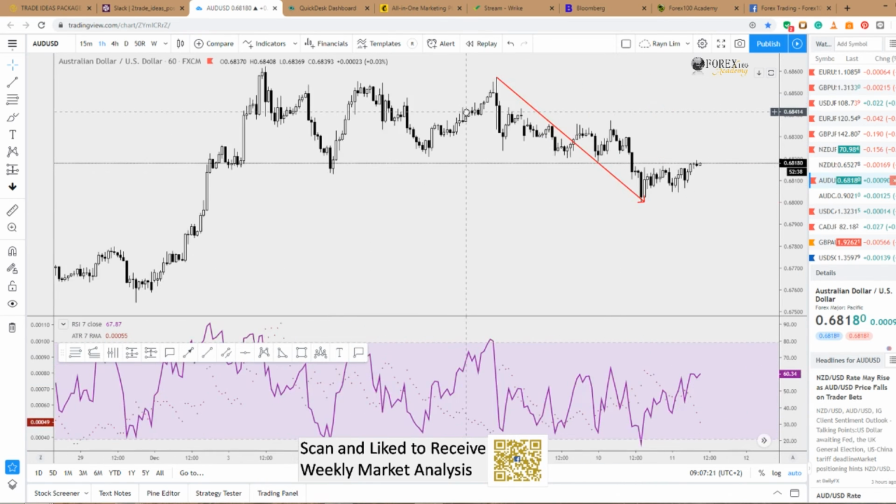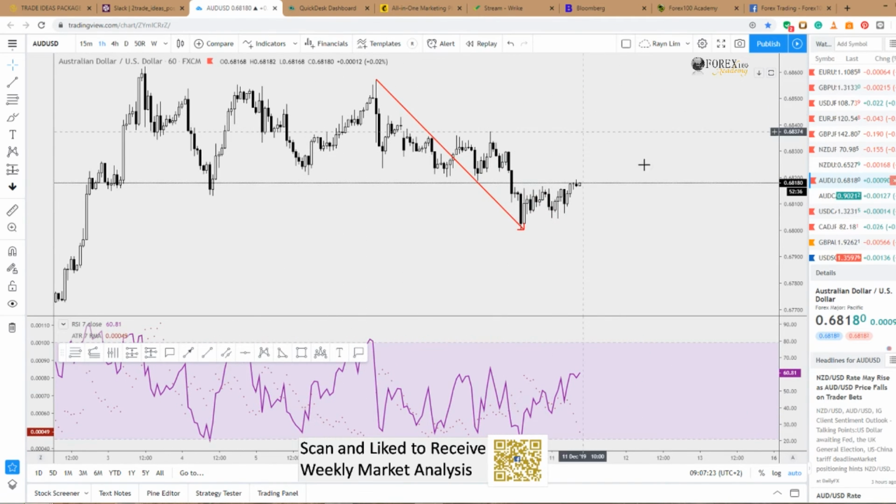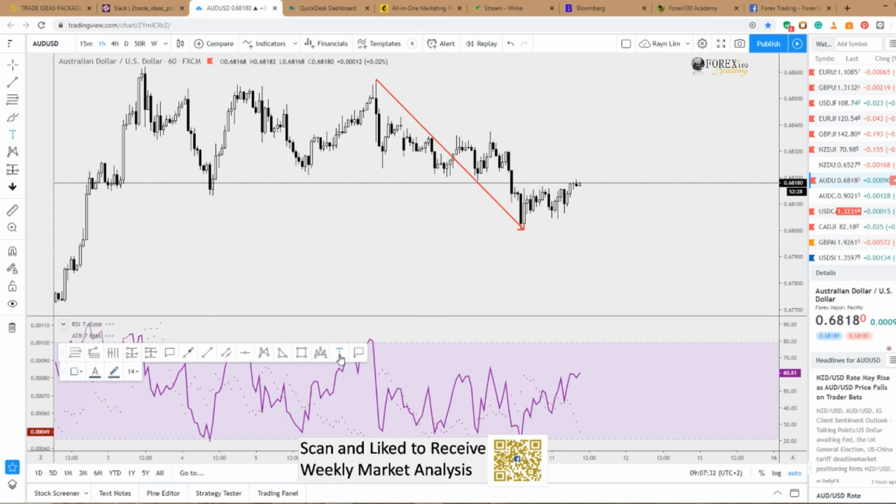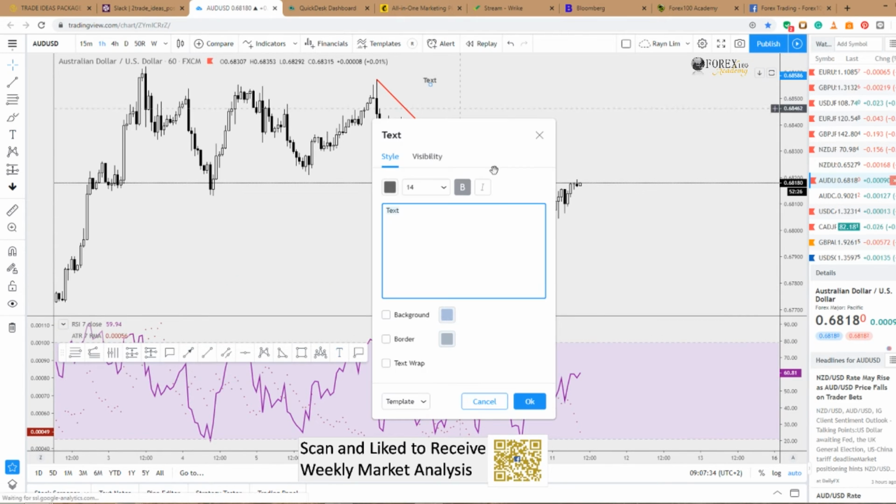So for this setup, I may do a target extension. Let's see how this forms up. If you want to, you can even write a note like myself. You can just write it over here: H1 Aussie dollar, waiting for a shorting opportunity. Target 2, opportunity to extend.